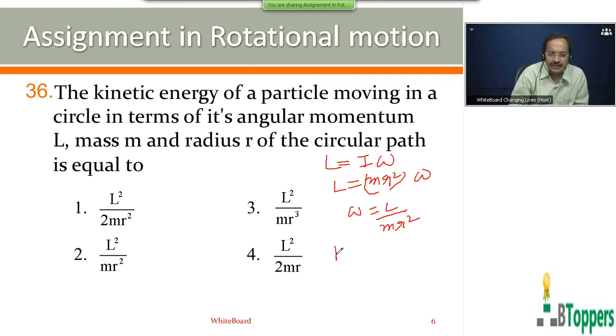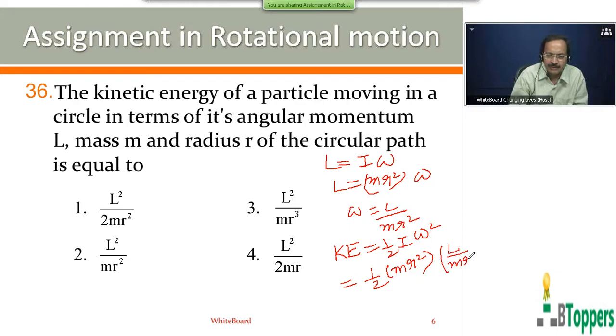So the kinetic energy of a body performing pure rotational motion about a fixed axis can be written as half I omega square. So moment of inertia I can be written as mr square. Omega you can write L by mr square, whole square. This you get L square by 2 mr square. That will be the answer.